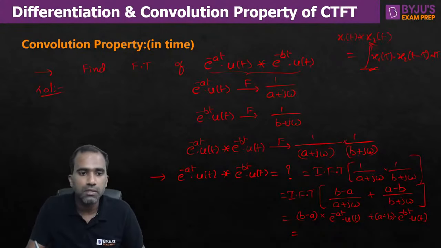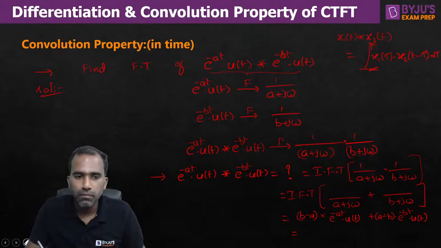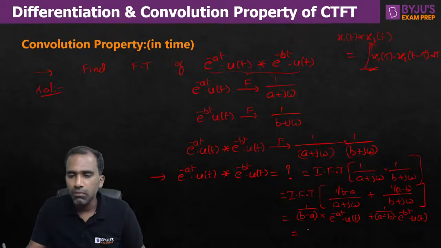One mistake on my part. There's a small mistake I made in finding the partial fractions. This b minus a is not in the numerator, it is in the denominator. So it is 1 by (b minus a), 1 by (a minus b). Now we can take 1 by (b minus a) common, e power minus at into u of t. Here it is a minus b, so b minus a is taken common, so it becomes a minus sign here.